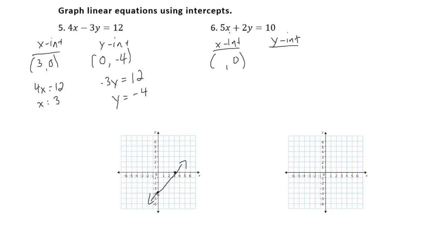For the y-intercept, we make x equals 0. And so when we plug 0 in, we get 5x equals 10, so x equals 2. Plug 0 in for 5x, and you get 2y equals 10, so y equals 5. Y-intercept of 5, x-intercept of 2, and then connect those points.